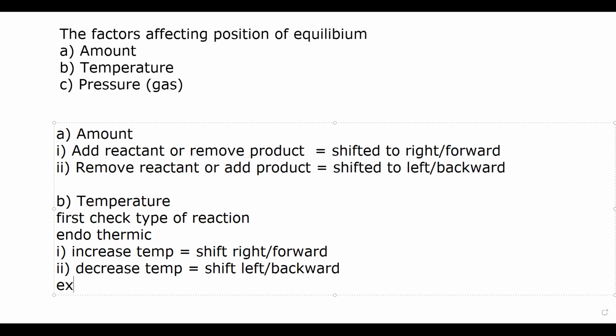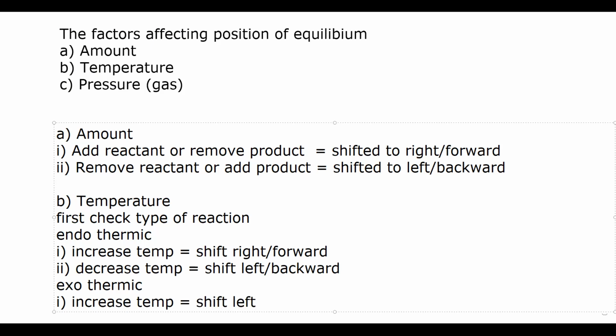And if the forward reaction is exothermic and we are increasing the temperature, the equilibrium will shift towards the left hand side or backward. And the opposite will happen if we decrease the temperature: equilibrium will shift towards the right hand side, or we can also say forward. So this is how the equilibrium is affected by changing the temperature, but it depends on whether a reaction is endothermic or exothermic.